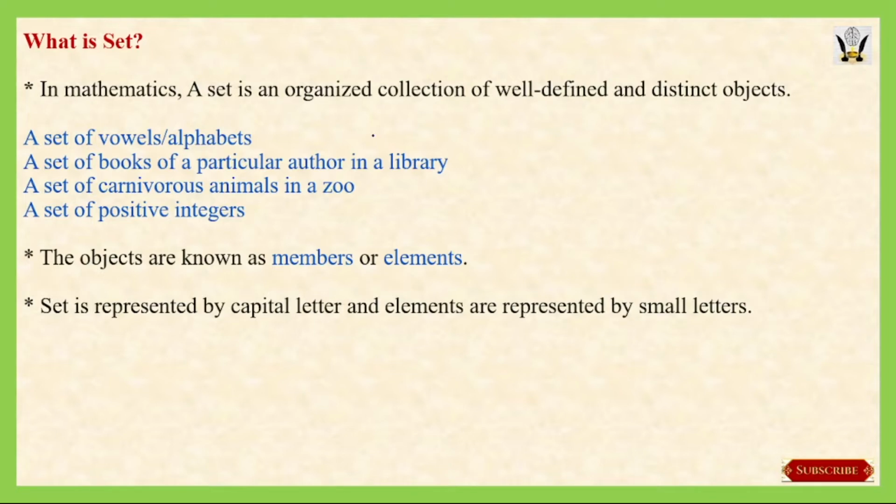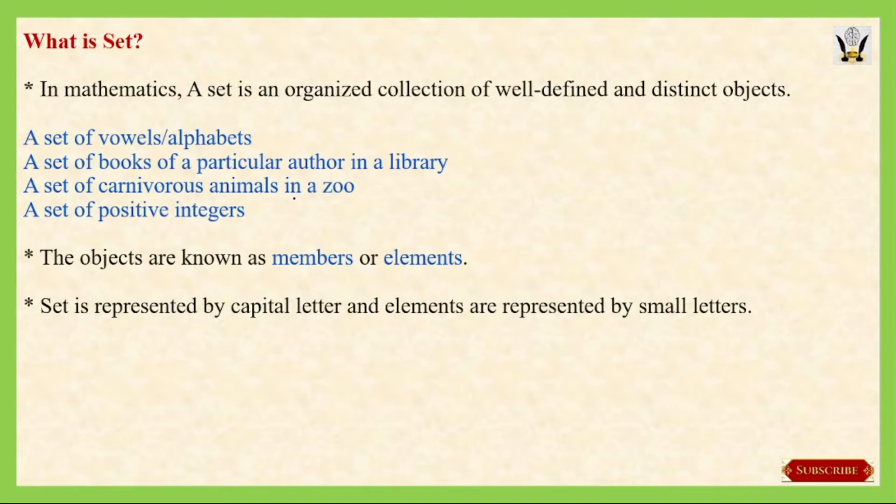Now if we say a set of all the animals in a zoo, then this will not be a good example of a set. In a zoo we have animals of different types, different sizes, different colors and all. So if we are very specific, and form a set of carnivorous animals in a zoo, then it will be a good example of a set.